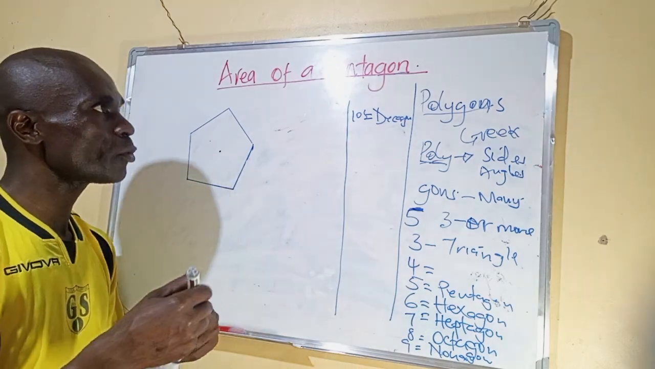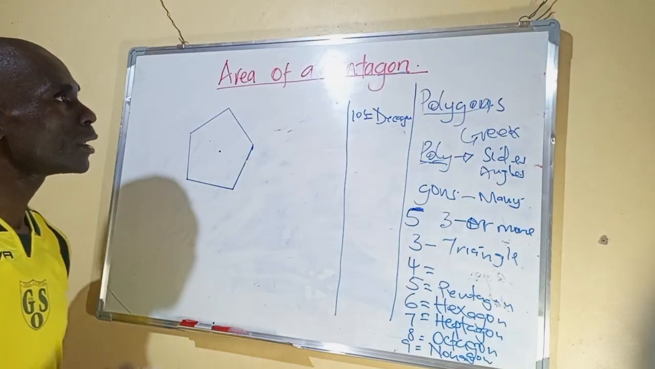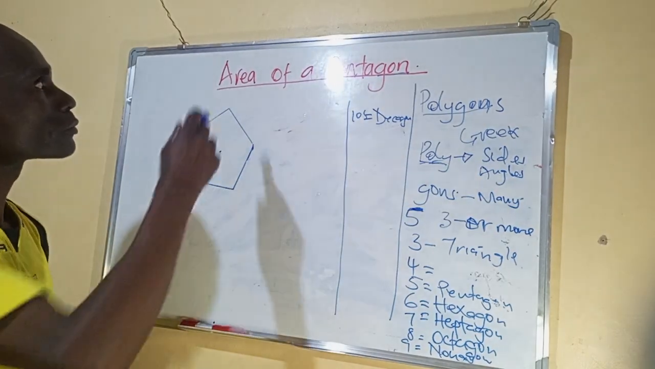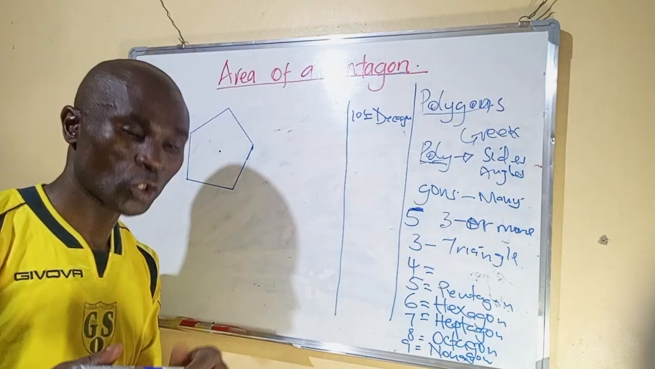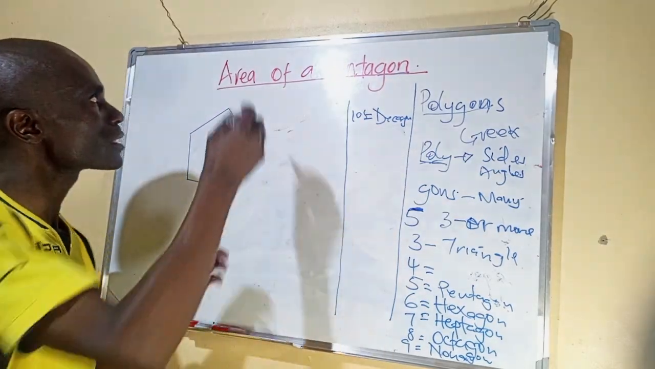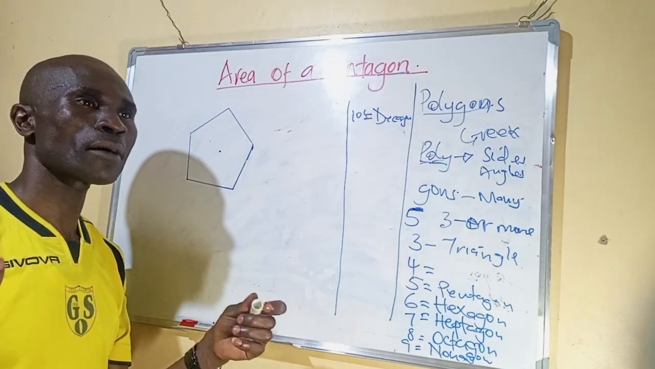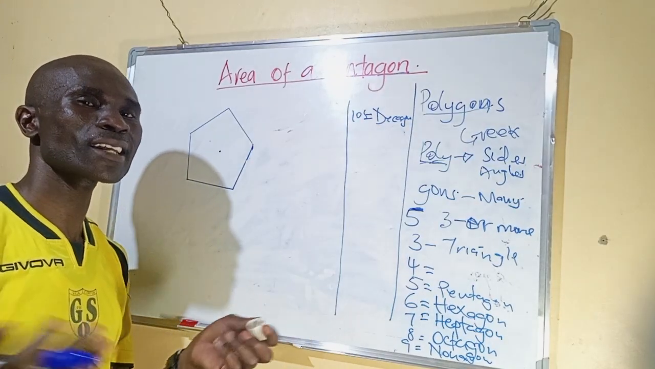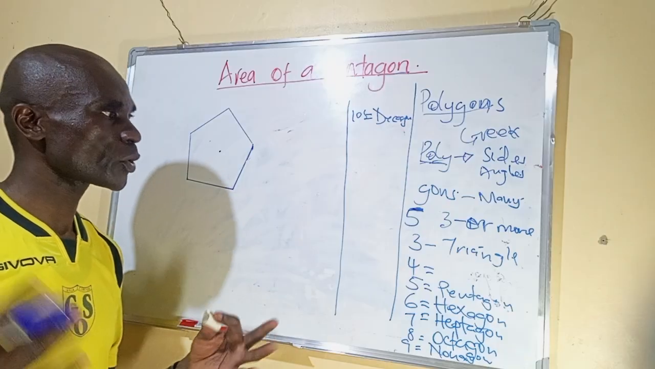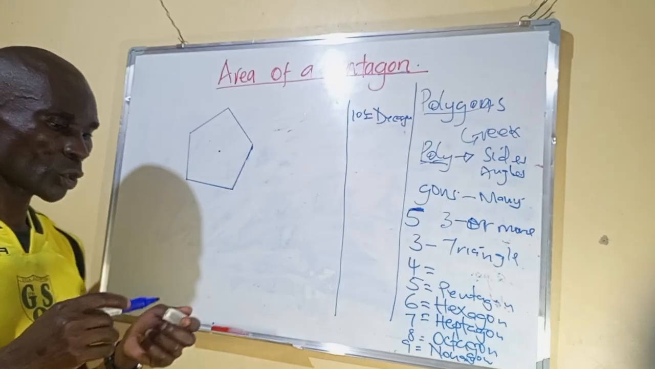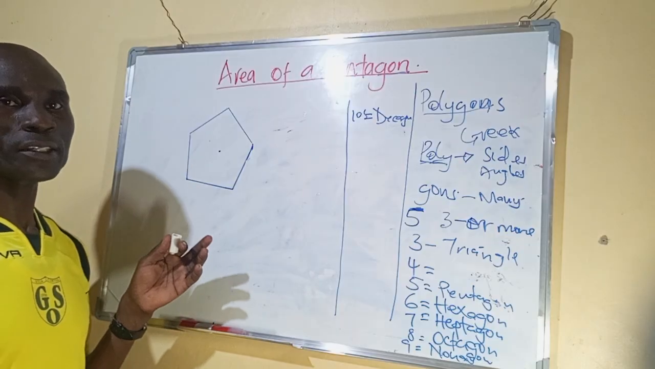So right now we just need to lower ourselves down to looking at the area. This comes under the strand called measurements. So we have area, we talk about volume, we talk about speed, we talk about distance, we talk about weight, we talk about velocity, and so on and so forth. So here we need to look at the area. Area of a pentagon is quite simple.